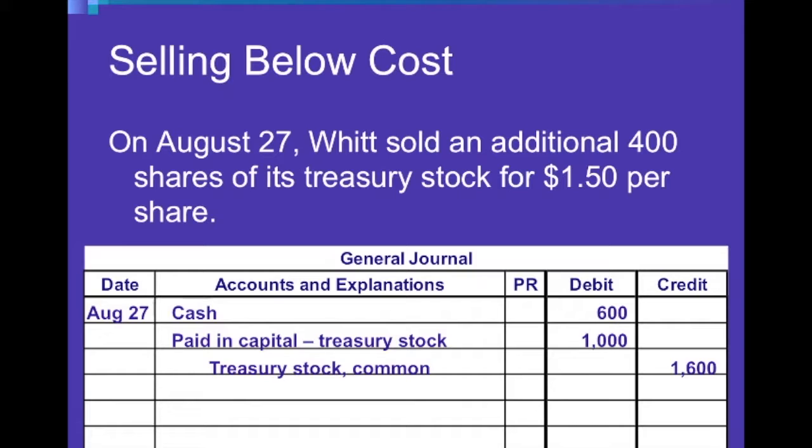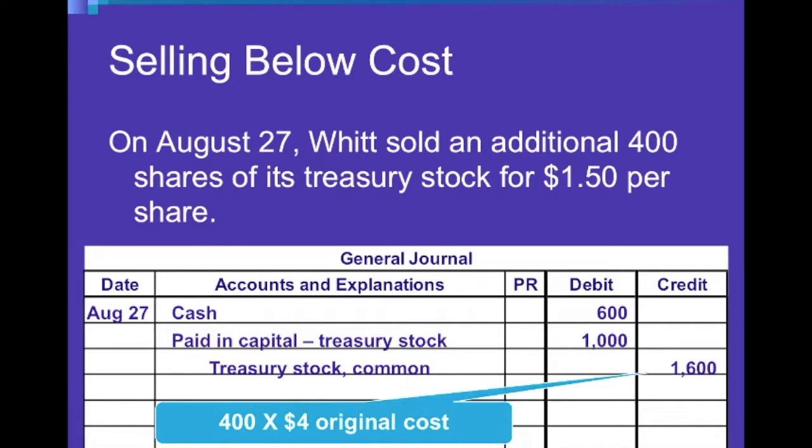Again, that's not the case this time because there was enough of a balance in that paid-in capital treasury stock account to satisfy the whole amount of what we sold it for below that cost. But remember, we're always removing that treasury stock account at its original cost.